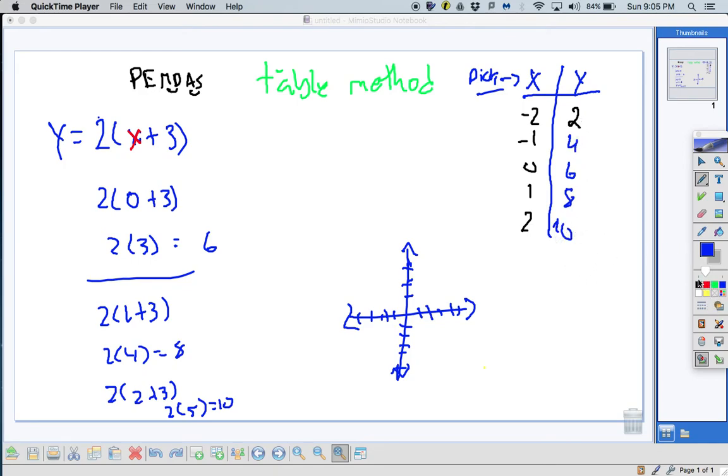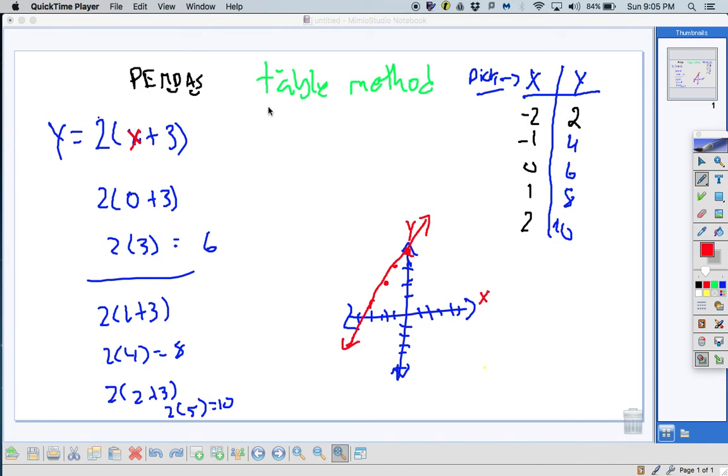Okay, so we've got to graph these points on our coordinate grid. We're going to start with -2. Remember, x is left and right. Y is up and down. So -2, 2 is right here. -1, 4: 1, 2, 3, 4 would be right here, and 0, 6 would be there, and these last two are way up here off my grid, but I have enough points I can draw my line. So my line is going to look just like this.